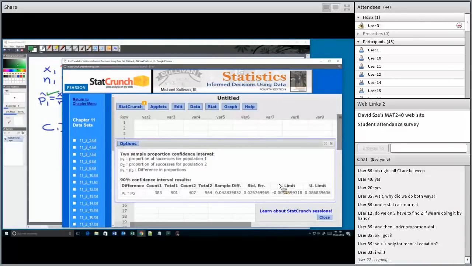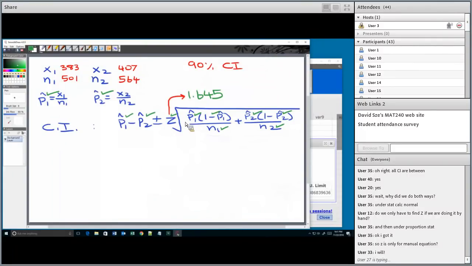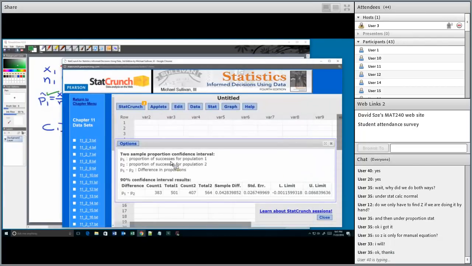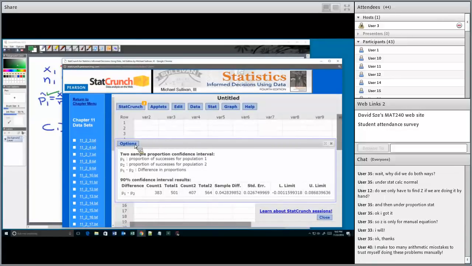And yes, if you want to do this manually, you'll have to find your Z. And the only way to find Z is using the normal calculator. If you do it using StatCrunch, then, but I think what I'm trying to say is it cannot be explained easily. You sort of have to actually do these two calculations to see what the difference is.